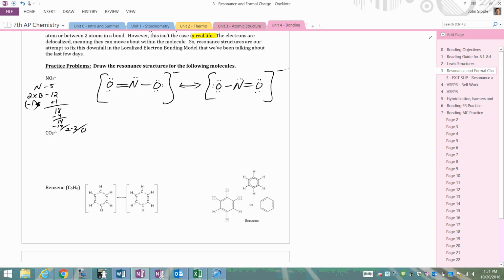See how it's NO2 minus? That's why we got the charge in there, so I put it on both of them. Yes, you would put it in brackets. If it was just this one structure, all you need to do is draw that one. But you've got to put in brackets and a charge outside of it. If it's got a charge, make sure you put that on there. Okay, why don't you guys draw the carbonate one?